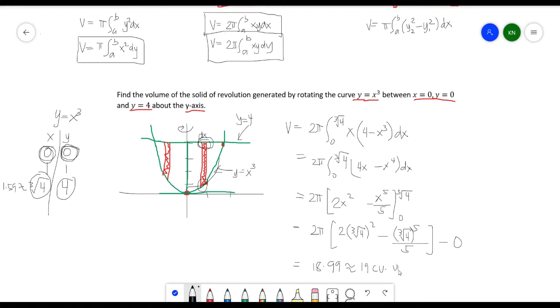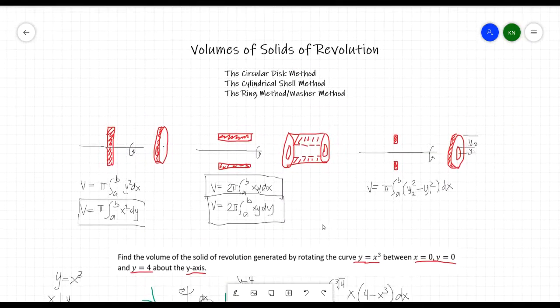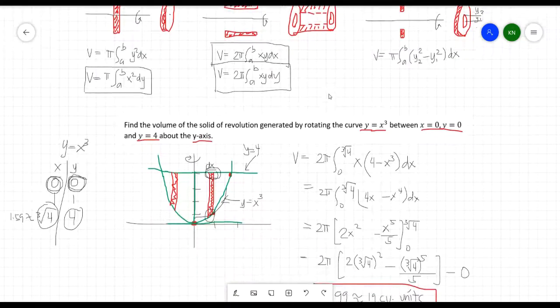So basically, if you will be using two different methods in solving one problem, you need to make sure that you come up with the same result, even though you use different equations. So that's it for the cylindrical shell. Now let's move on to another example, which is for the ring method or the washer method.